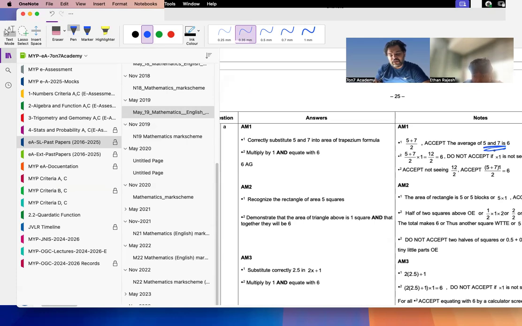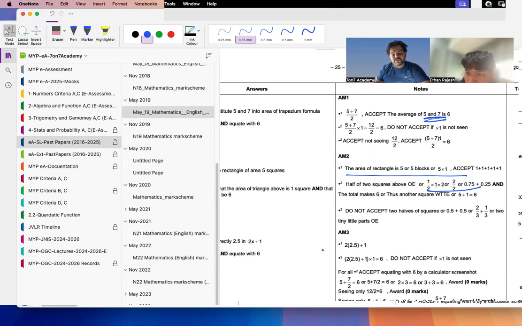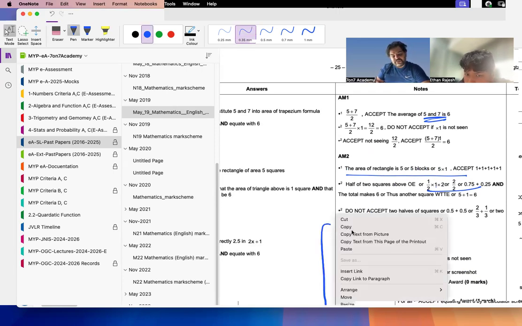To get 2 marks, the area of the rectangle is 5 into 1, as we discussed. The 5 blocks of area plus one triangle's area. Agree? So you can do it that way. You can break it in two and get the area, or you use the trapezium formula. This is how we can justify it also, no?